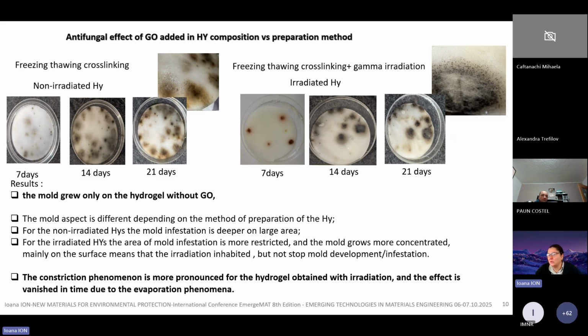The same for the contraction phenomenon: it is more pronounced for the hydrogel obtained with irradiation, because the irradiation brings additional cross-linking of the polymers.